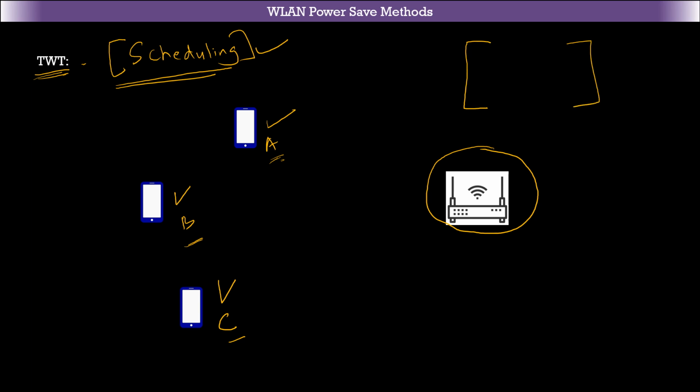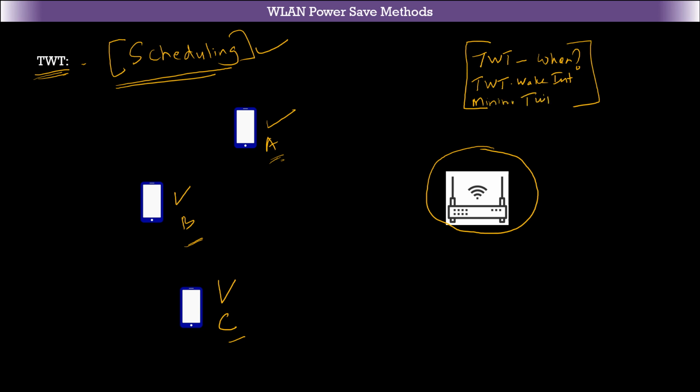The first one is the target wake time. This is the next time in microseconds at which the participating station should wake up, right? So when should the station wake up? This is more concerned with that. The second is the TWT wake interval. It is more to schedule a periodic wake period, or a periodic session period rather, between the station and the AP, so that the station will keep on waking after, let's say, so many microseconds.